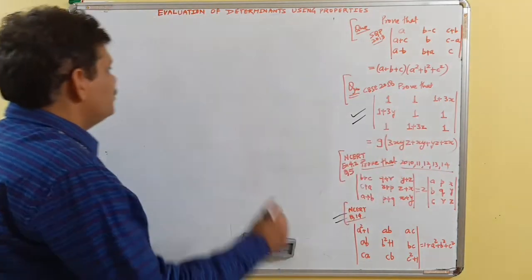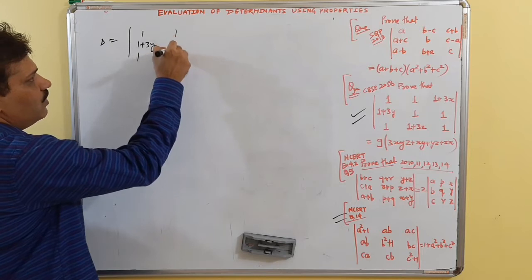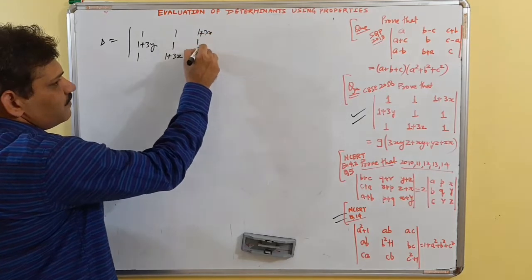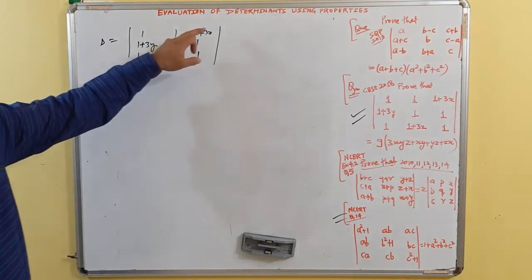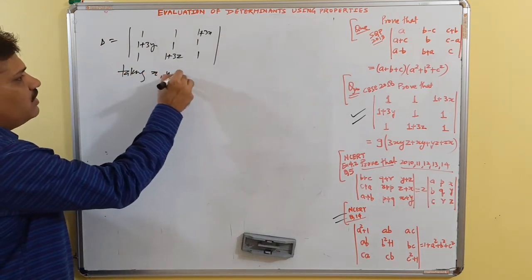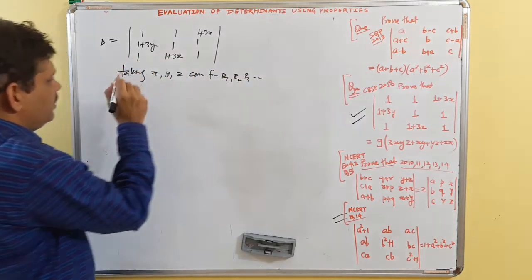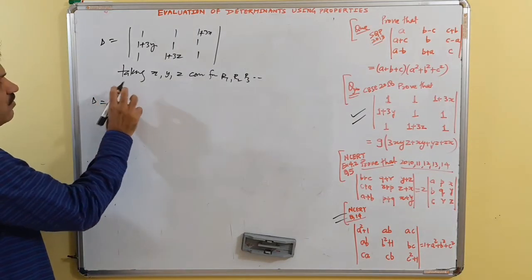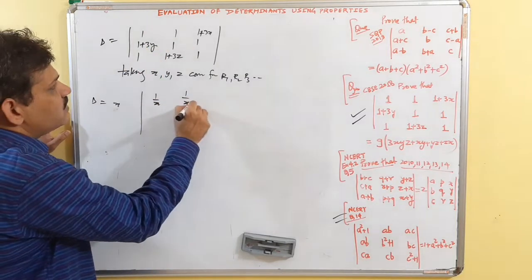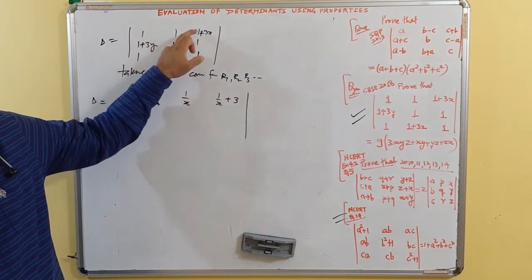So what trick can we use? Our delta is simply 1, 1 plus 3y, 1, 1, 1, 1 plus 3z, 1, 1 plus 3x, 1, 1. Now from the first row we have x common. Taking x, y, z common from R1, R2, R3, what do we get? If I take x common, we get 1 by x, 1 by x, 1 by x plus 3.